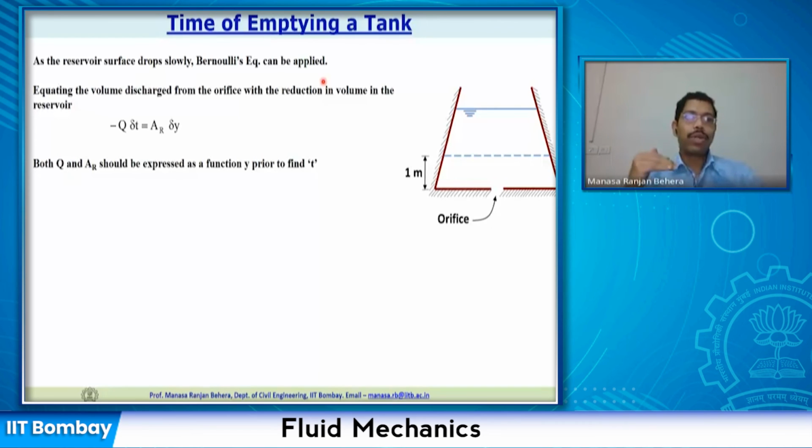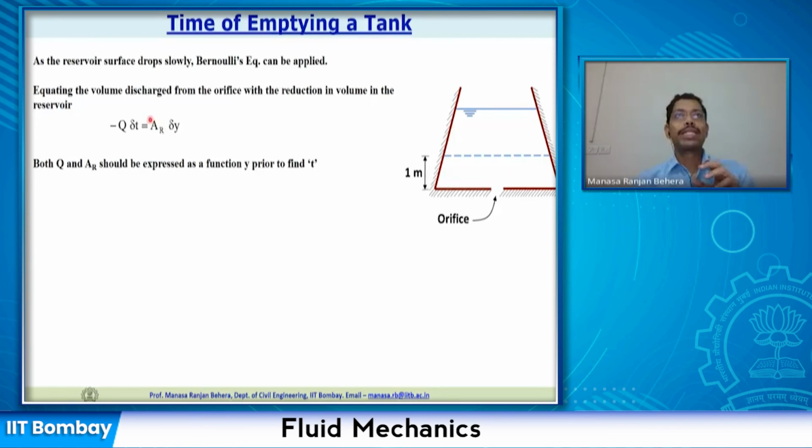If there is a rapid reduction in the elevation, then we cannot apply this. We apply it when the level drops slowly. Using that, we can apply the Bernoulli equation, and by equating the volume discharge from the orifice, let us say the flow rate is Q. Over a period delta T, the flow that goes out is Q multiplied by delta T, and because this mass is reduced from the tank, we take it as minus.